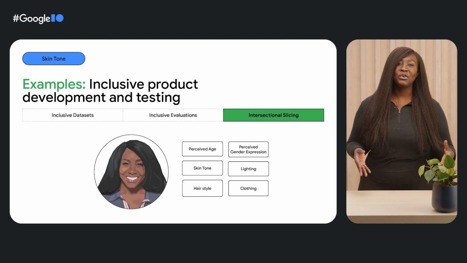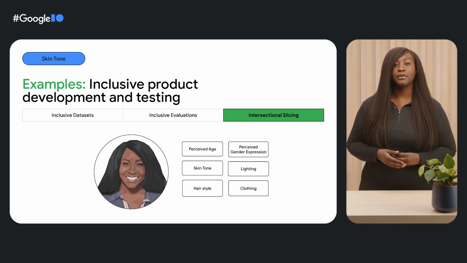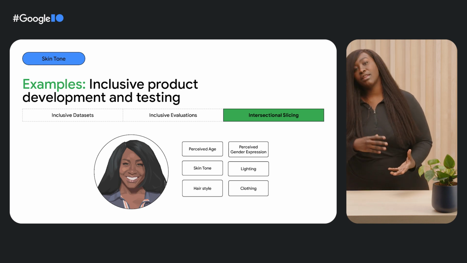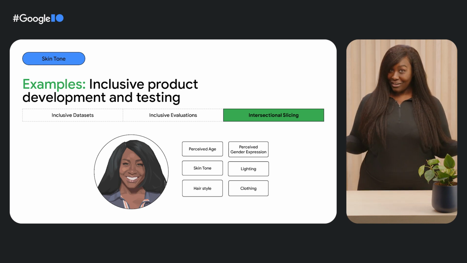Now let's talk intersectional slicing. At Google, when we build a product, we want to build for real people. And real people are complex and have many attributes. Take me, for instance.